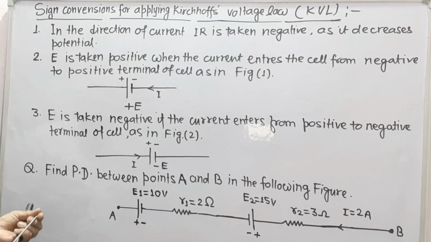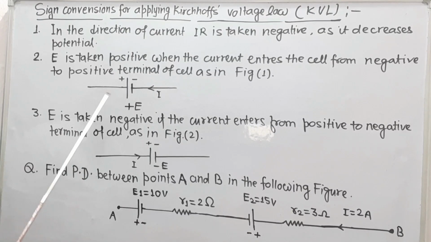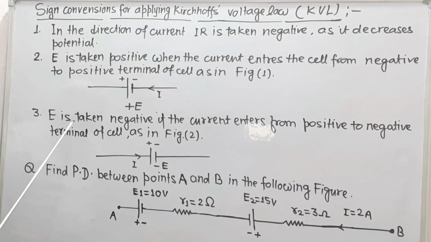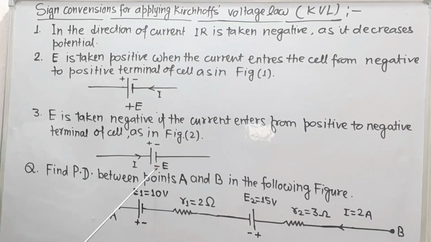Second, E is taken positive when current enters the cell from negative to positive terminal, like this diagram. Current is entering the cell from negative to positive terminal, therefore EMF is taken positive. Next, E is taken negative if the current enters from positive to negative terminal of cell, as in this diagram. Here current is entering the cell from positive to negative terminal, therefore EMF E has been taken negative.